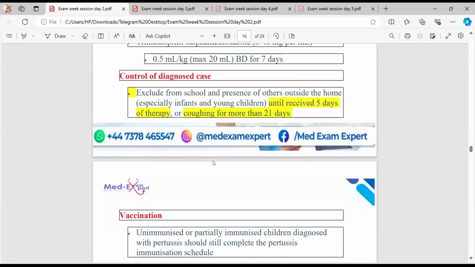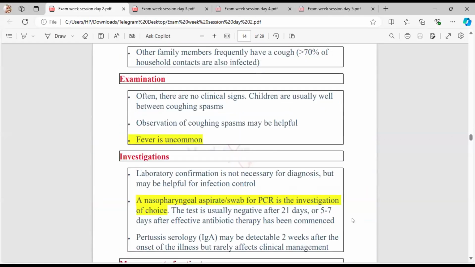For example, if you start the antibiotic on Monday, the school exclusion will finish on Saturday, after 5 days. So until 5 days of therapy are received, or coughing for more than 21 days. Maybe you remember I showed you one thing about 21 days.